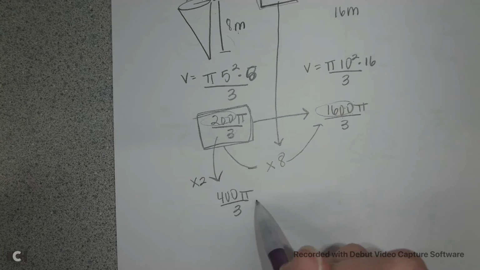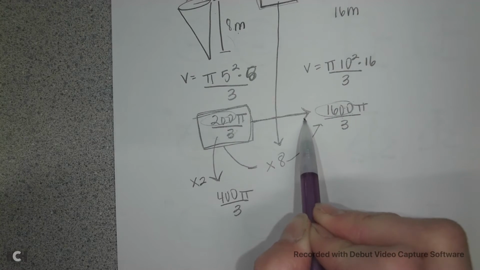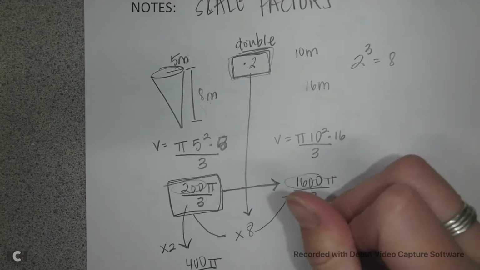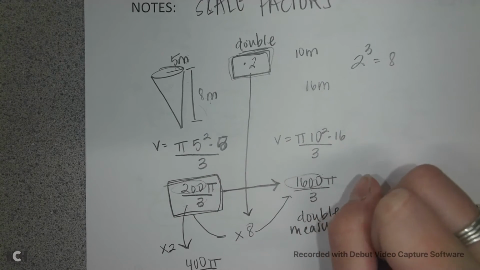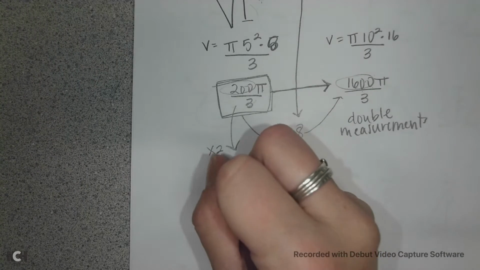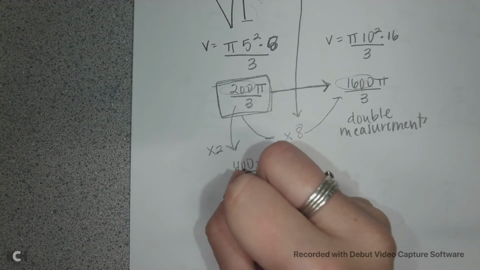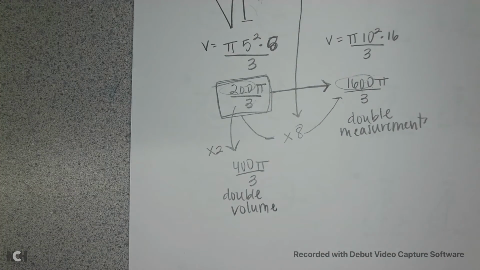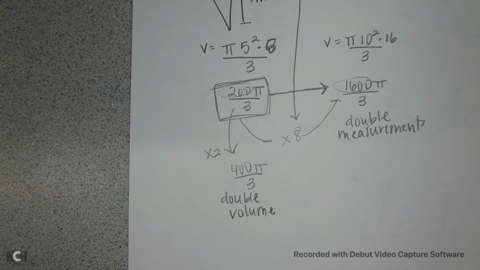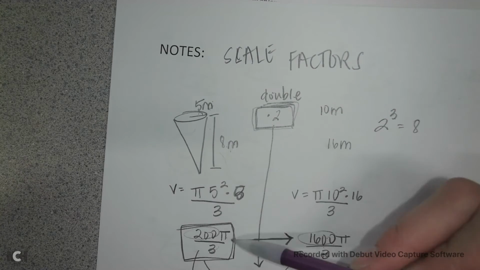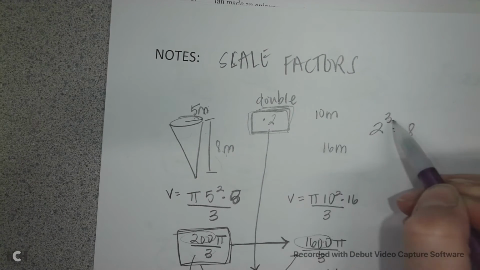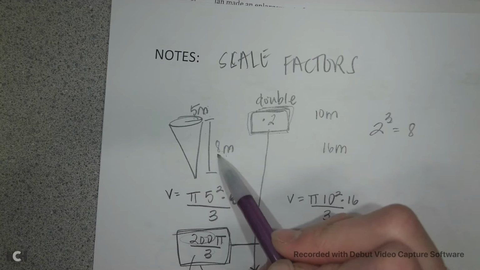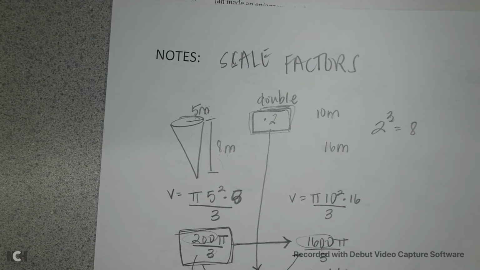But I couldn't double my volume. So this is more than double my volume. This is double measurements, and this is double volume. So there's a really big difference here. So if you just multiply the original volume by your scale factor cubed, then you are stretching your shape. You are not doubling or quadrupling your volume.